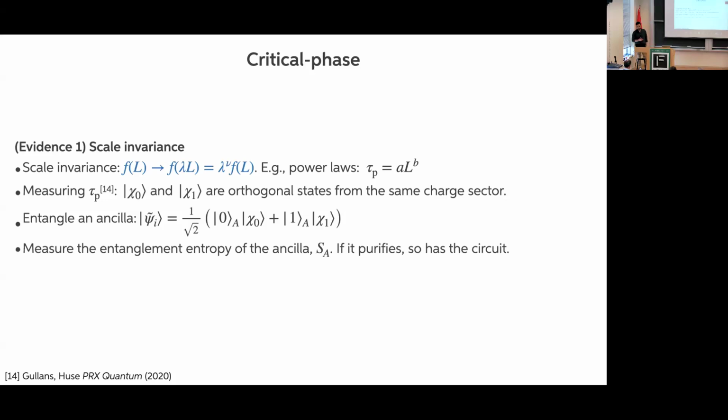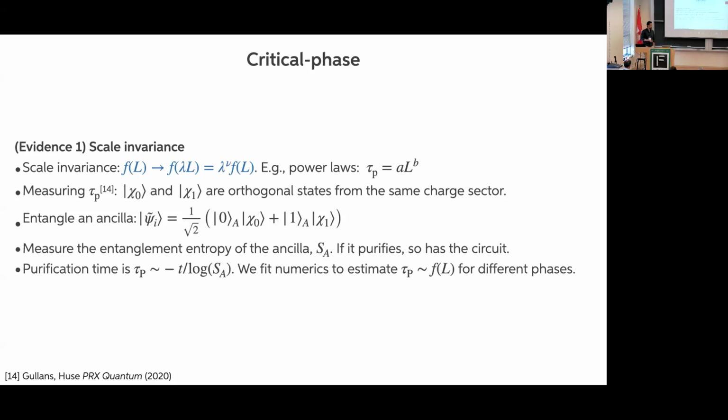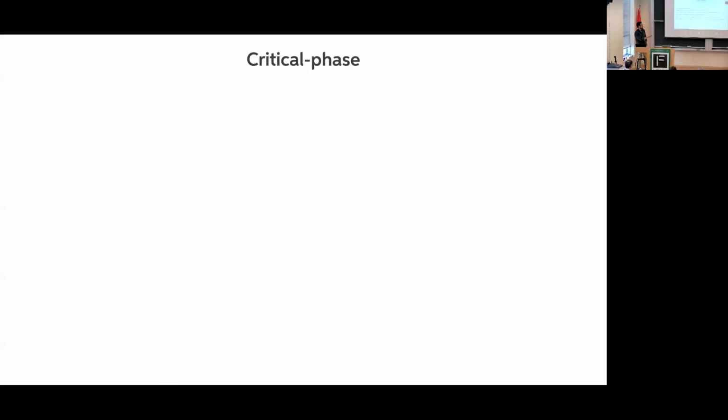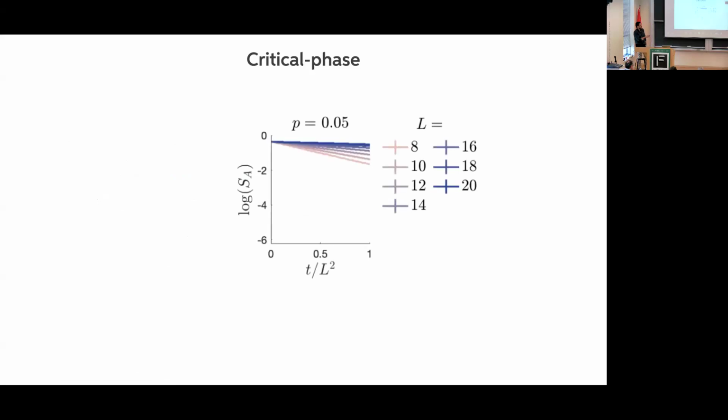That's what I do there. And then the purification time is a function that goes like this, and we fit numerics to estimate it. So this is an example of what one of these plots would look like. Here my measurement rate is 0.05, so it's very small.